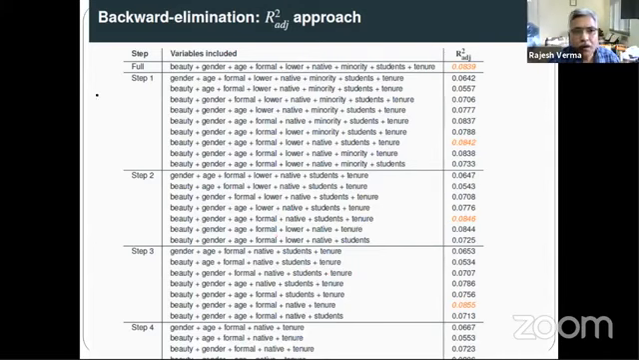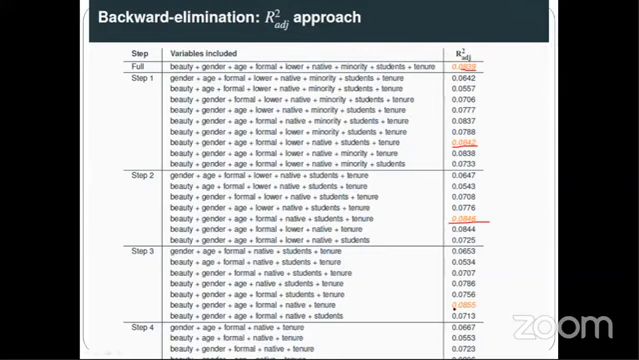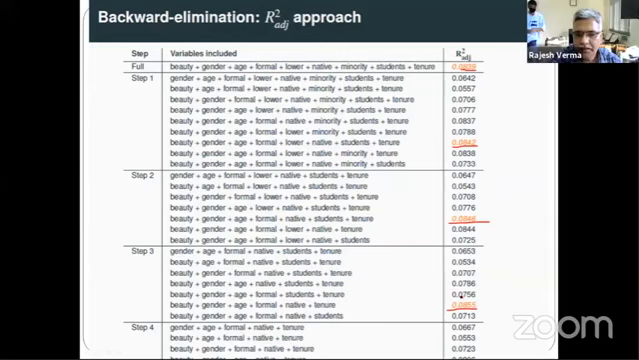Here all the variables are included. We have an adjusted R-square value of this. Then we remove one variable at different instances and we pick the model with the highest increase in adjusted R-square. Here it was 0.0839, now it is 0.0843. And then we take this model and remove one variable and then note the increase. Similarly, we repeat this process and keep on noting the increase in adjusted R-square.